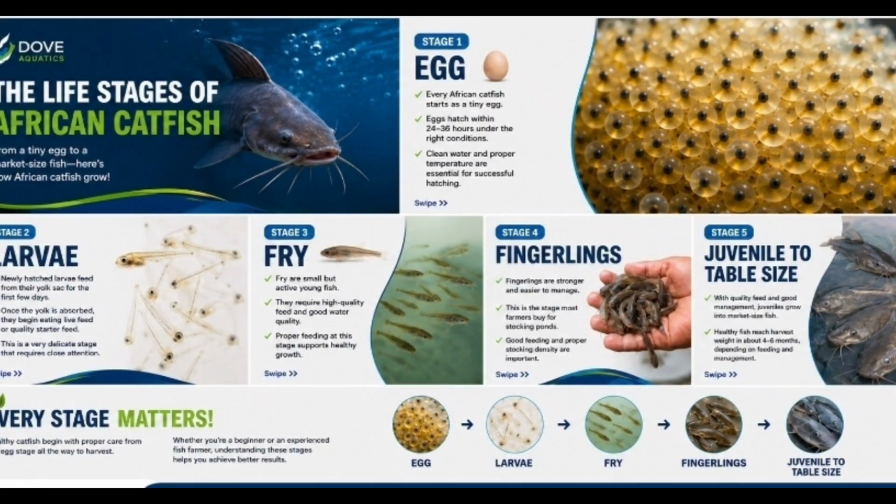On your screen right now is an image that gives a summary of the 5 stages of the African catfish, from the egg stage, which is stage 1, down to the larva stage, and then we have the fry stage, and then after that we have stage 4, which is the fingerlings, and then we have stage 5, which is the juvenile to table size stage.